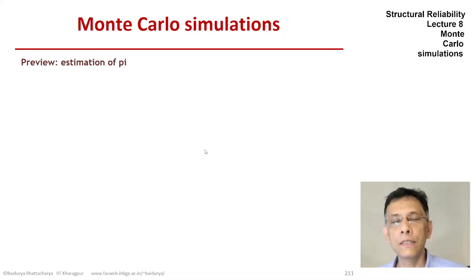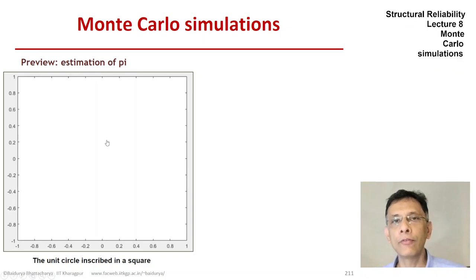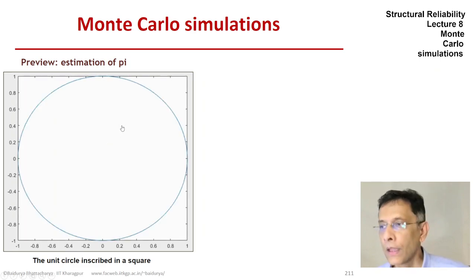Before getting into the details of random number generation, the algorithms, and what to do with the simulated random samples, let's walk through an example and identify some of the features that will be relevant in our problems. Let's say we have a square of side 2 and the unit circle is inscribed in the square.